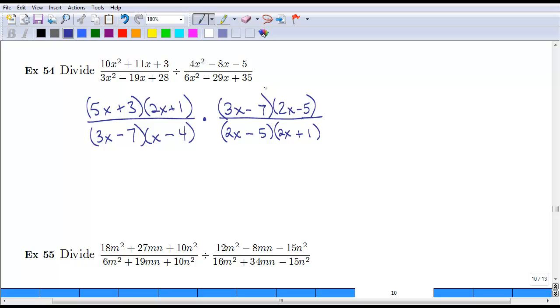So now that all of those are factored and we've flipped our second fraction so that we can multiply by the reciprocal, we can go about simplifying. In this case, we have a 2x plus 1 that is going to divide to be 1, a 3x minus 7, which is going to divide to be 1, and a 2x minus 5 that is going to divide to be 1. So in this case, our final answer is 5x plus 3 divided by x minus 4.